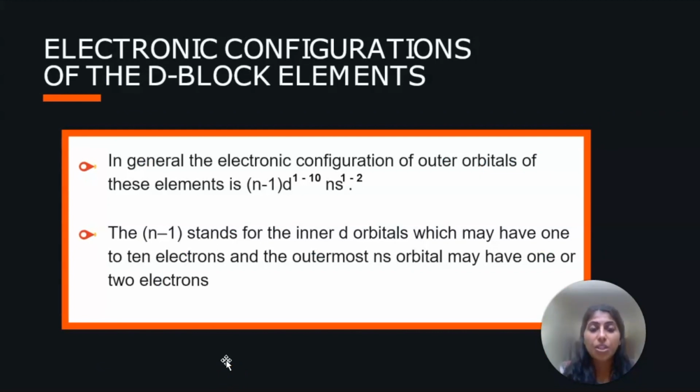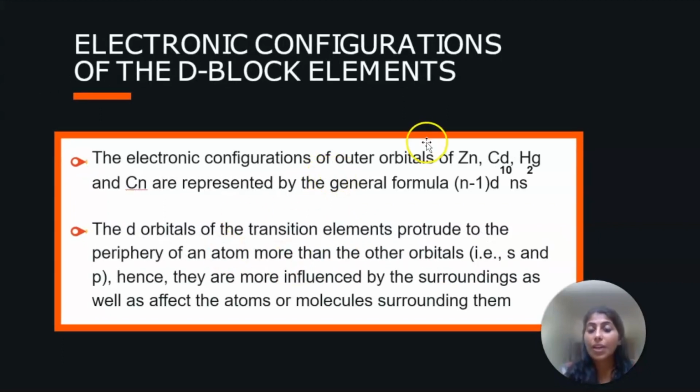The electronic configuration of D block elements. In general, the electronic configuration of outer orbitals of these elements is (n-1)d1 to 10 ns1 to 2. The (n-1) stands for the inner d orbitals which may have 1 to 10 electrons, and the outermost ns orbital which may have 2 electrons. The electronic configuration of the outer orbitals of zinc, cadmium, mercury and copernicium is represented by the general formula (n-1)d10 ns2.